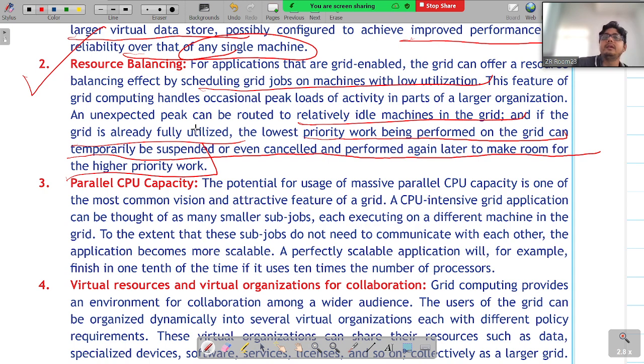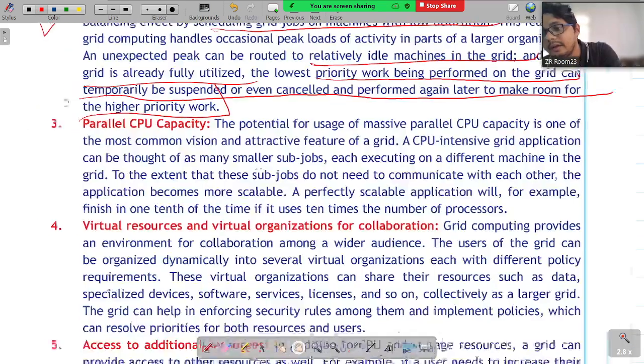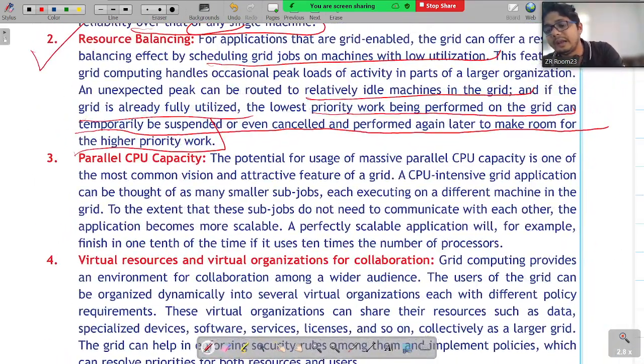Understood? Yes or no? Yes. So this was our resource balancing. Second point of grid computing, very important, guys. Now, parallel CPU capacity. Parallel CPU capacity. Now listen, very important. Tick mark this point. Before this, just read resource balancing one time, fast.